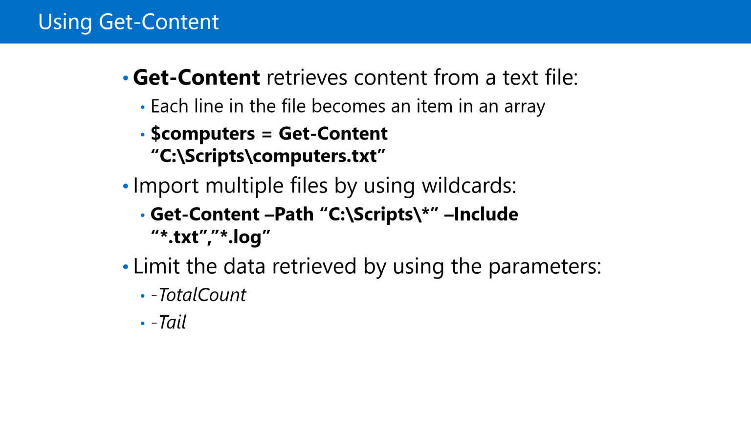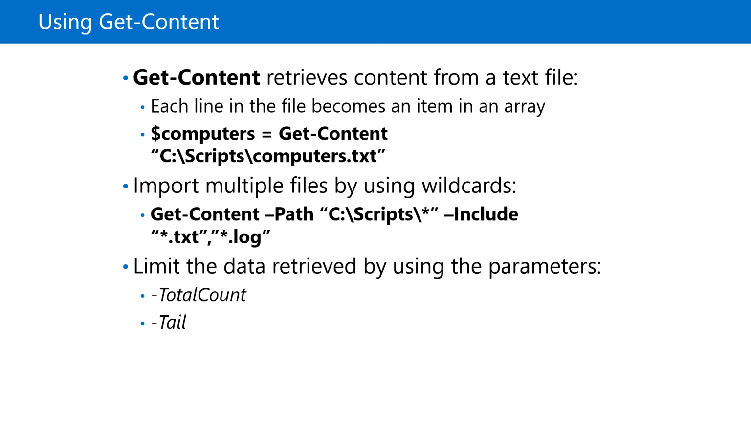So first, we'll see using Get-Content. We can use Get-Content to retrieve the data from a text file in the script. The information that we retrieve from the text file will be stored as an array, and each line in the text file will be an item in the array. The typical syntax for Get-Content is the following, as mentioned in the slide.